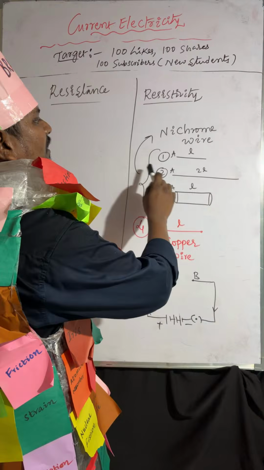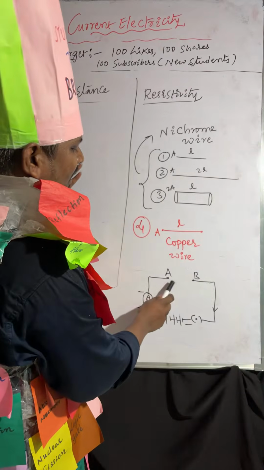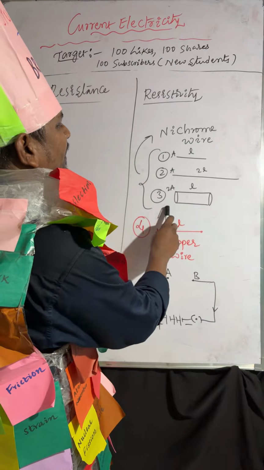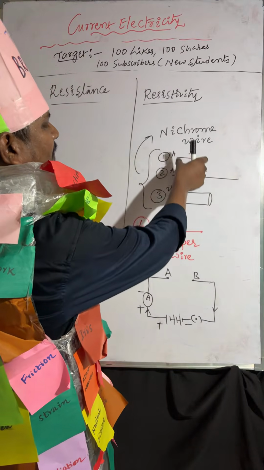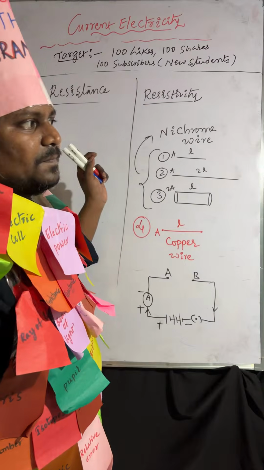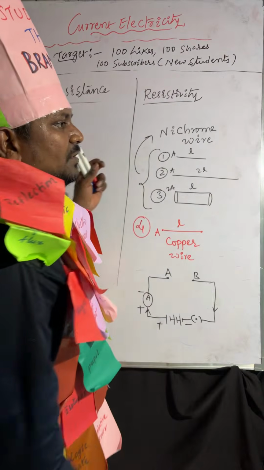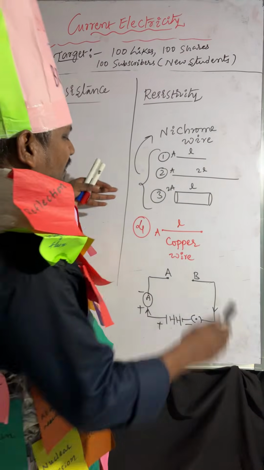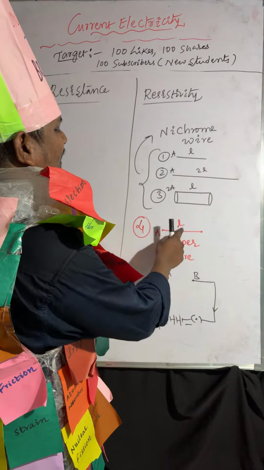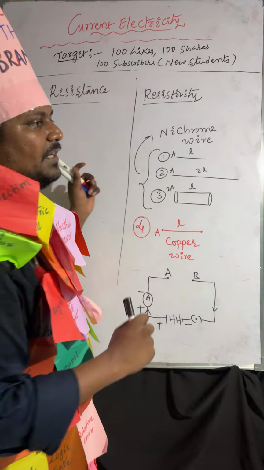And the second case, area of the cross section is same, but length is twice. Connect between A and B and observe the reading of ammeter. And in the third case, area of the cross section is twice, length is same as in the first case. Observe the reading of ammeter. And in the fourth case, in the first three cases we used nichrome wire. Now we are using copper wire of length L and area of the cross section A. Connect between A and B and observe the reading of ammeter.